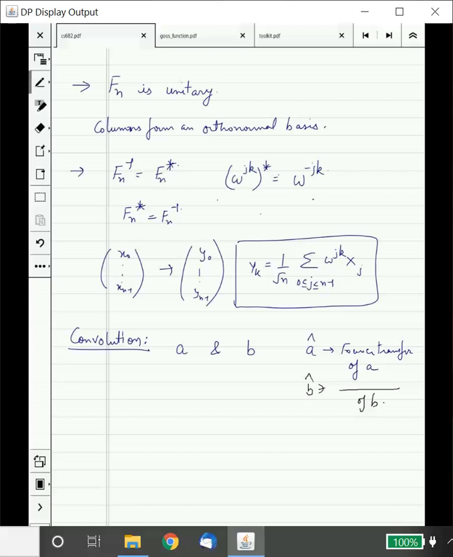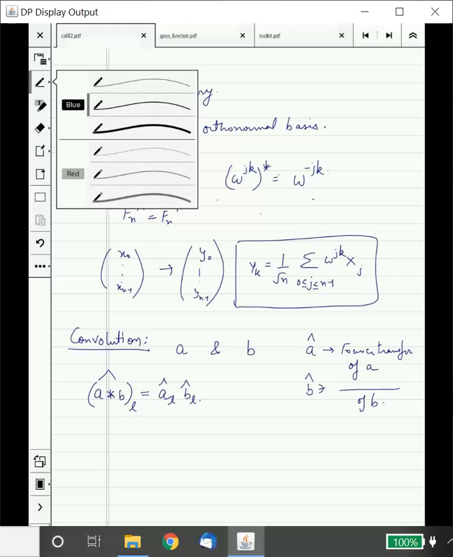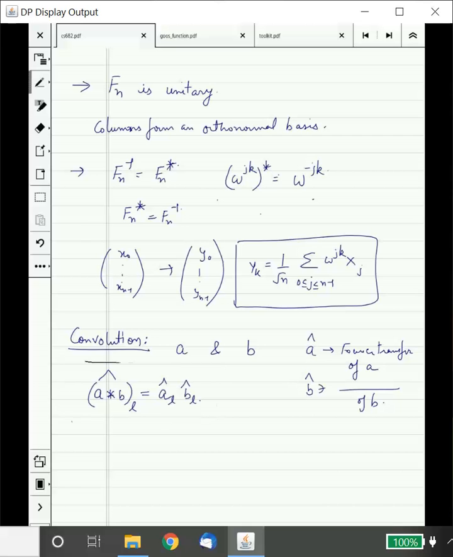Then the convolution operator is supposed to satisfy this property. It is supposed to be multiplicative in the Fourier domain. That means I have to define the operator in such a way that if I take the Lth Fourier coefficient, it is the Lth Fourier coefficient of A multiplied by the Lth Fourier coefficient of B. This is the property we want to be satisfied.